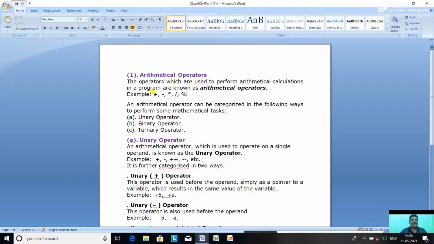The plus sign is used for addition, the minus sign is used for subtraction, the slash sign is used for division, the asterisk for multiplication, and this percent sign, which is called the modulus operator, finds the remainder. So which operators are called arithmetical operators? The operators which are used to perform mathematical calculations.